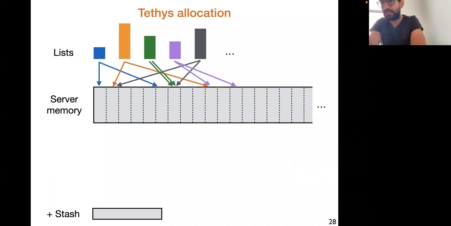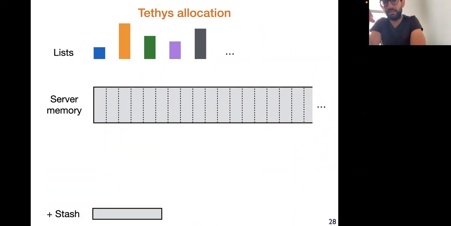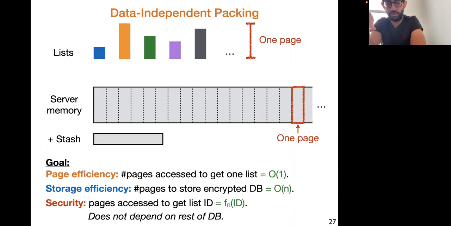Sorry, Michel, just a quick question. Maybe you mentioned it earlier in the intro. How do you pick the size of the server memory? Is the server memory fixed as a parameter of your construction, or is it a function of the number of pairs?